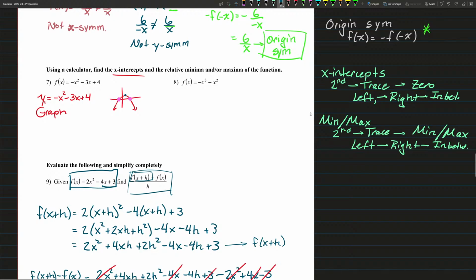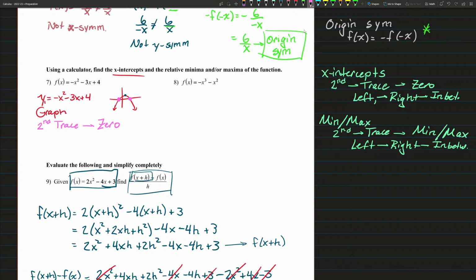When we're on our graph, in order to find the x-intercepts, we're going to hit the second button and trace. So second, calc, and then the button trace, either one. That's going to bring us to a menu that says 0, min, max, and a couple other things. I forgot what it was. But once we're on that menu, for the x-intercepts, we go to 0.